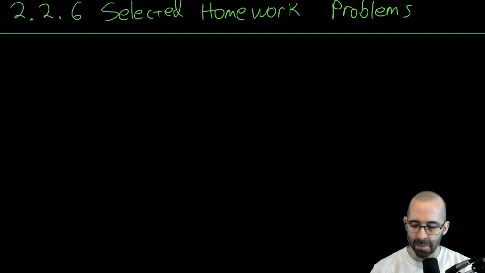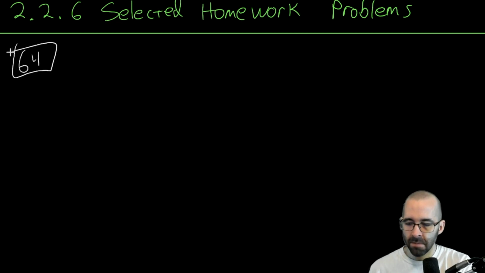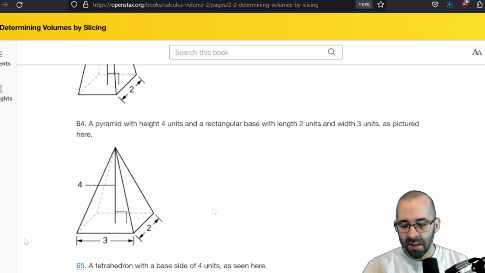Let's do some homework problems. We're going to start with number 64 in the book. I'm back to fully corporeal form, which is great. And 64 wants us to find the volume of this pyramid with the slicing method.